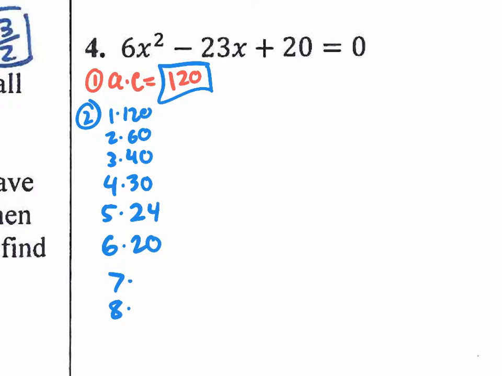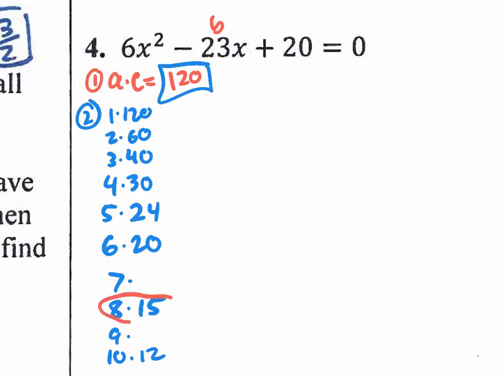8 times something gives us 120? No. Yes, 15. Yeah, 15. And of course, with the calculator, you could just go 120 divided by 8, it'll give you 15. Will 9 work? No. Will 10? Yeah, 10 times 12. 11? No. That's it. Those are all the possible ways. Yeah, so I guess this is one of the most challenging ones because the list is so long. Now let's combine these numbers and see which pair of numbers combines together to give us the middle value, which is negative 23, the b value.